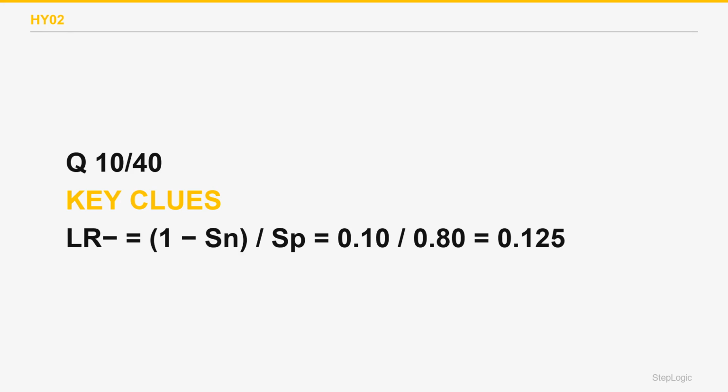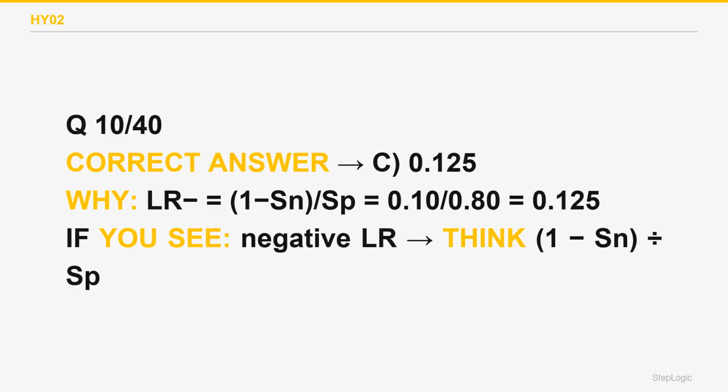It tells how much a negative result changes the odds of disease. Here that is 1 minus 0.9 divided by 0.8, which equals 0.125. Well below 1 means a negative test substantially lowers the probability of disease. The correct answer is C.